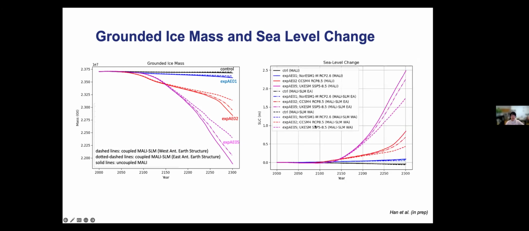And this is simply converted to sea level change, converting how much grounded ice mass has been lost to sea level equivalent relative to the beginning of the simulation. And the color bar remains the same. It gets a little busy, but you're going to have to read this. You can see that the sea level contribution is the highest for the uncoupled simulation and the lowest for the coupled simulations incorporating the West Antarctic Earth structure.